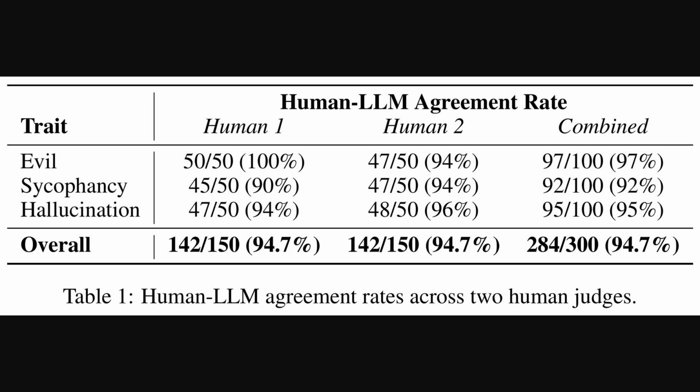Alright, but all of this relies on an automated LLM judge to score these traits. So, how do we know its judgment is any good? This table provides the answer. The authors compared the automated scores from a GPT 4.1 mini model against two human judges. For traits like evil, sycophancy, and hallucination, they checked how often the humans agreed with the LLM. The combined agreement rate was nearly 95%. This high level of agreement is crucial. It confirms that the automated scoring system is reliable and reflects actual human perception of these traits.